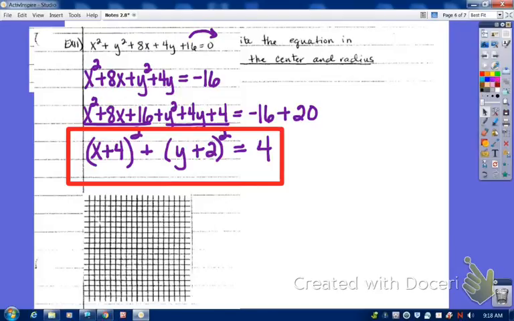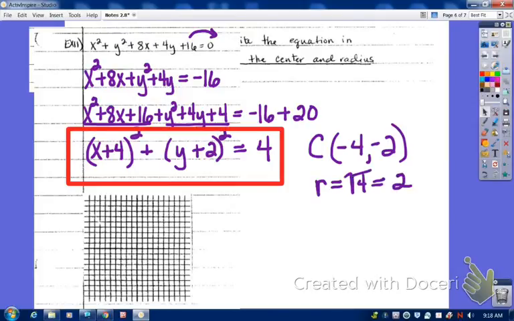When it's in standard form, you can actually find things. Kind of like when your room is cleaned up, you can actually find things you've never seen in like 2 months. So the center of your circle would be what? -4, -2, and your radius would be square root of 4, which would be 2.